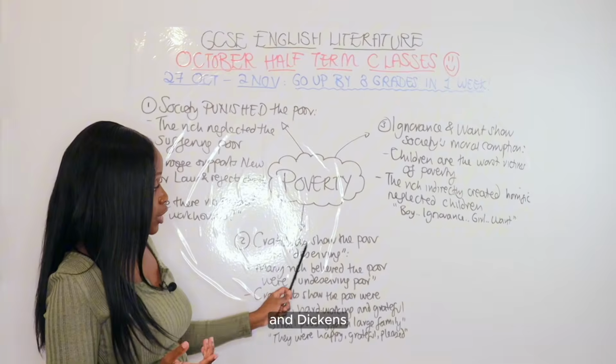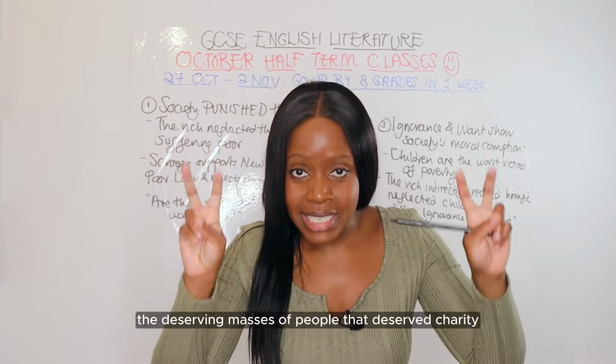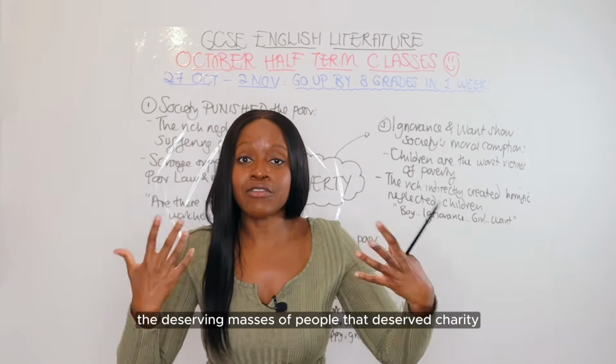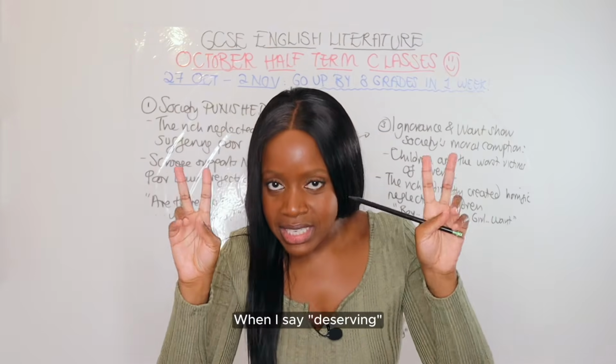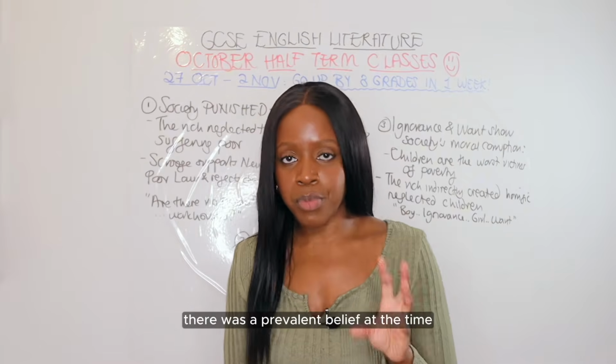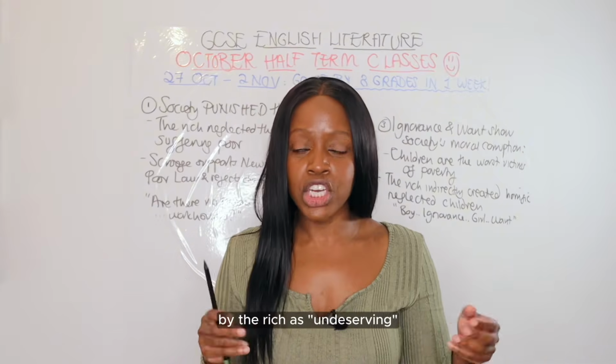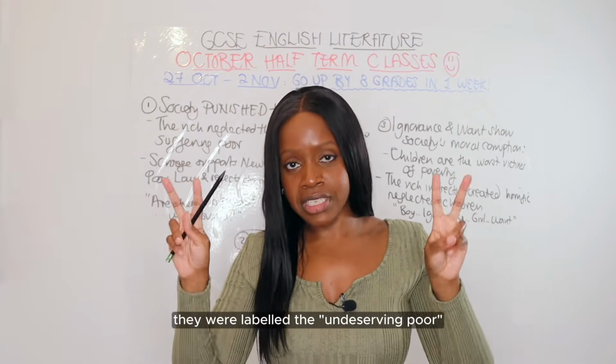And Dickens specifically uses them to show how the poor were part of the deserving masses of people that deserved charity, that deserved aid. When I say deserving in this way, using inverted commas, what I mean by that is there was a prevalent belief at the time that the poor were seen, by the rich, as undeserving. They were labeled the undeserving poor.